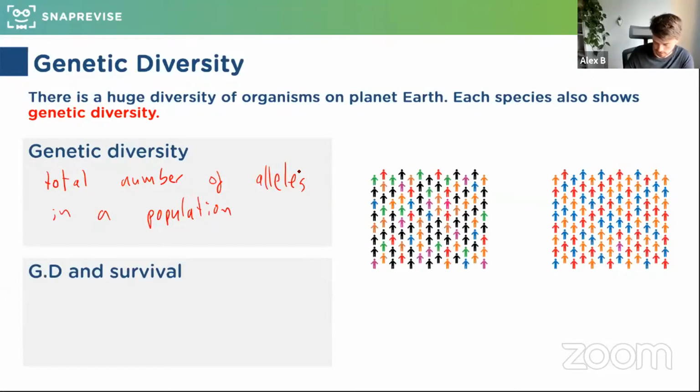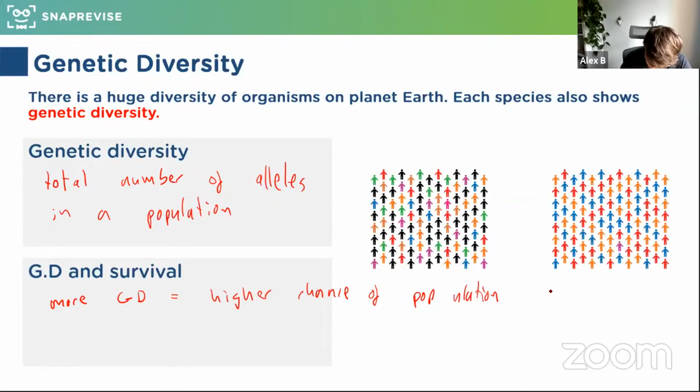In a lot of conservation programs, we need to be really aware of making sure we maintain a good level of genetic diversity. Otherwise, the program ultimately won't be very successful. So what we're putting here: more GD equals higher chance of population survival. Greater probability of an organism having a suitable allele.